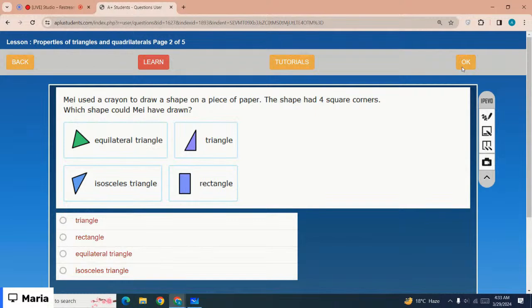May used a crayon to draw a shape on a piece of paper. The shape had four square corners. What shape could May have drawn? Which is the correct option?